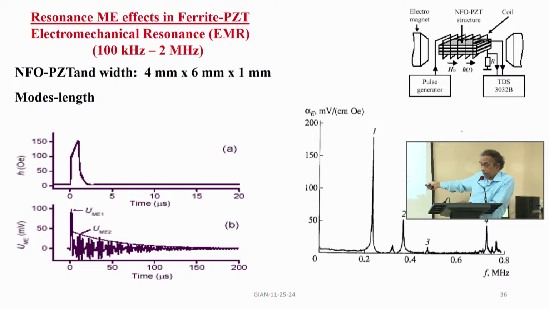So this frequency scale is in megahertz, because look at the dimensions. It's 4 millimeter wide, 6 millimeter long, 1 millimeter thick. So the longitudinal resonance will happen along the 6 millimeter length. That's why it's 200 kilohertz here, 400, and all the way up to 700 kilohertz. The frequency is higher, and we didn't look at the thickness mode. It will be in tens or hundreds of megahertz.